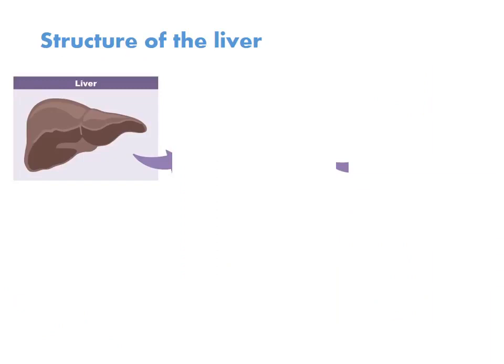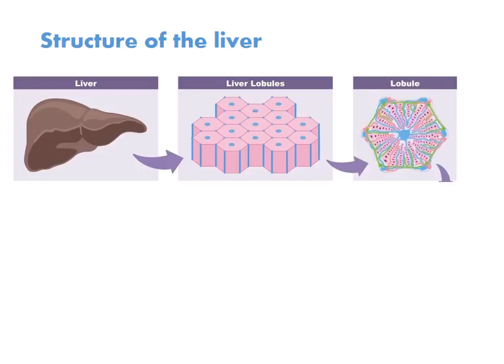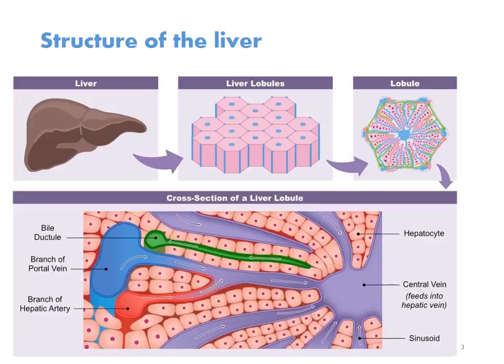Let's also recap how the liver looks like. This is the shape of the liver. If you were to cut the liver and zoom in, you will see that the liver is made up of many hexagon-shaped lobules. Within a lobule, there is a vein in the center and many branches of blood vessels and bile ductules. Okay, so let's zoom in and take a closer look.